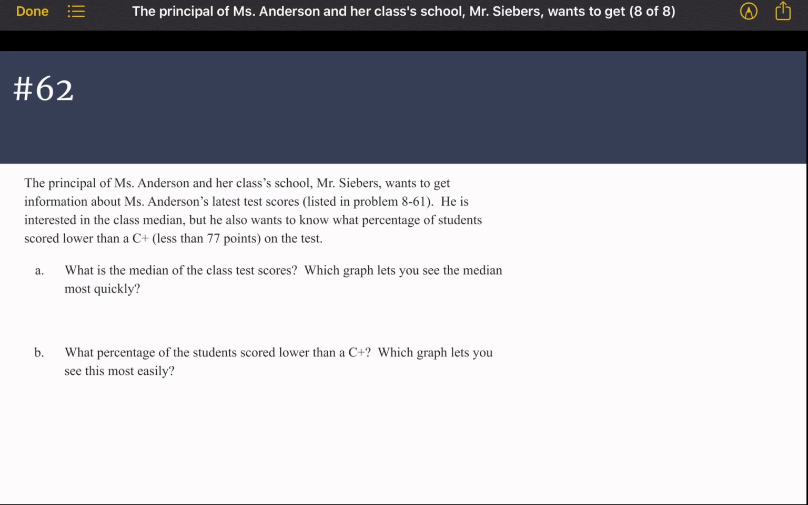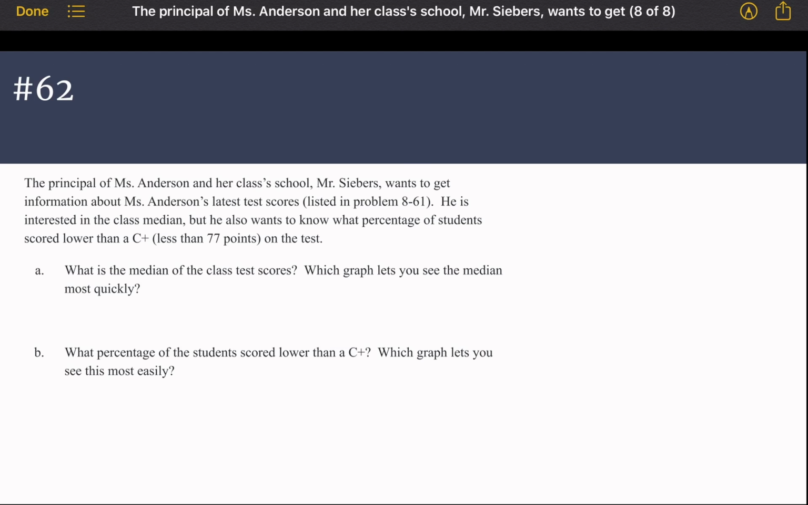Number 62. The principal of Miss Anderson and her class's school, Mr. Siebers, wants to get information about Miss Anderson's latest test scores, listed in problem 61, the problem that we just did. He is interested in the class median, but he also wants to know what percentage of students scored lower than a C+, which is less than 77 points on the test. So it says, what is the median of the class test scores? Which graph lets you see the median most quickly?